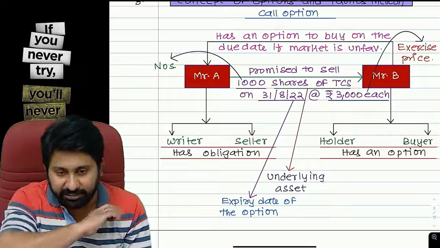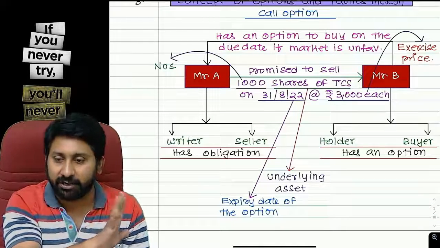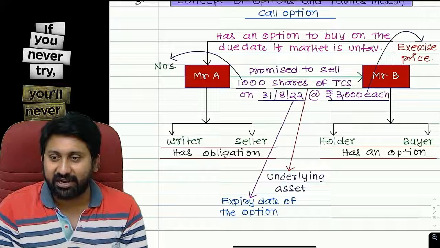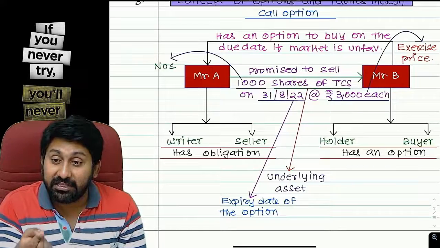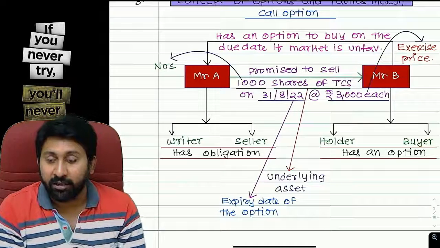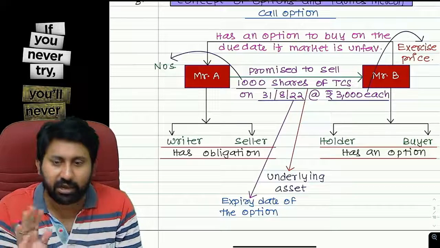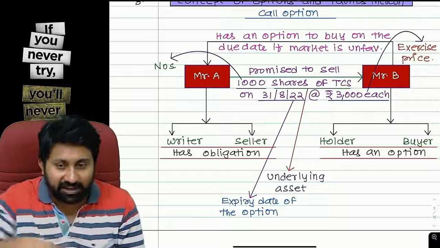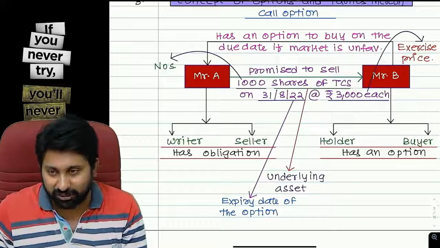Lapse means to relinquish, to leave. I will leave this option. I will go to the market and I will purchase only at 2,500. That means in the option contract, the person who is having an option will not make a loss. They will not make a loss. If loss is coming, they will lapse and they will buy in the market. Okay, so this is how we need to understand.